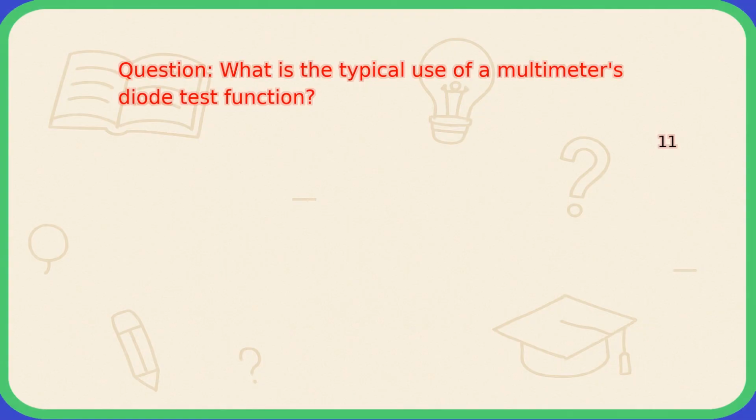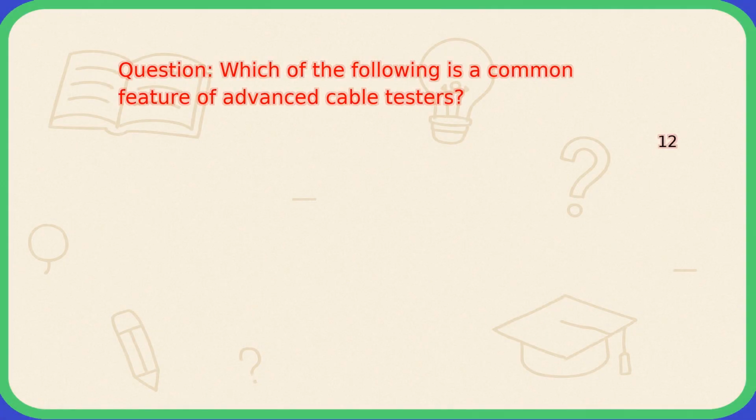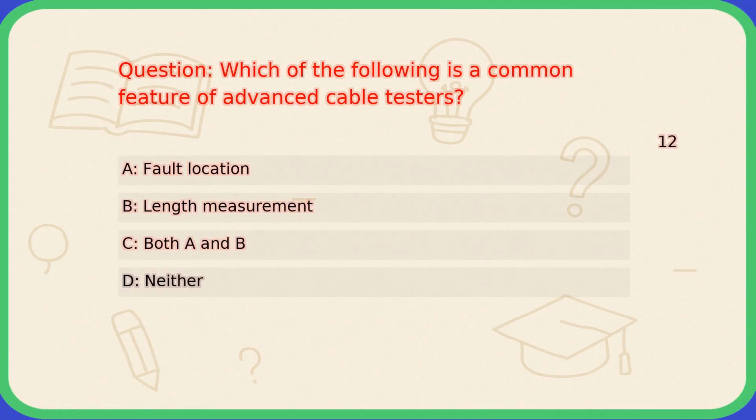Question: what is the typical use of a multimeter's diode test function? Answer: A. To test diodes and LEDs. Question: which of the following is a common feature of advanced cable testers? Answer: C. Both A and B.